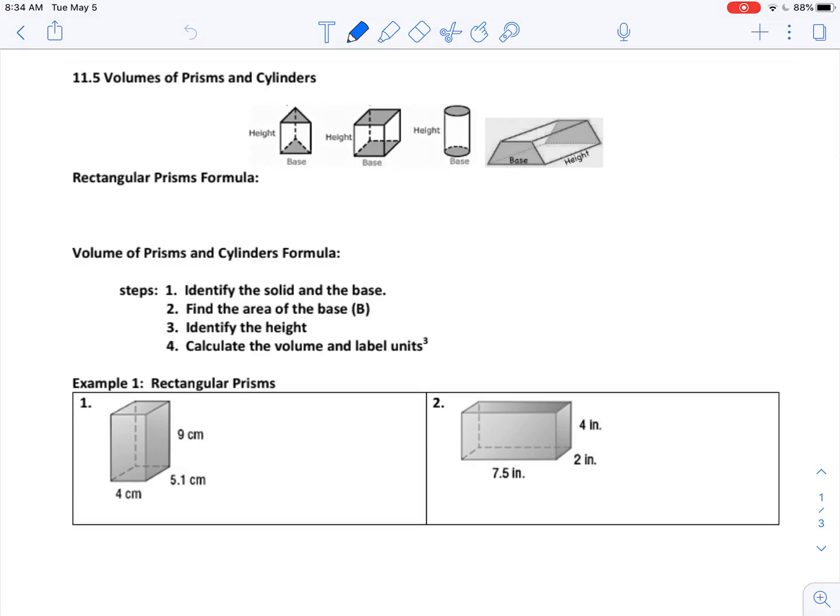Alright, good morning, guys. Today and tomorrow, we're going to be doing volumes of prisms and cylinders. And then Thursday, we're going to have a quiz over our volumes of prisms and cylinders.